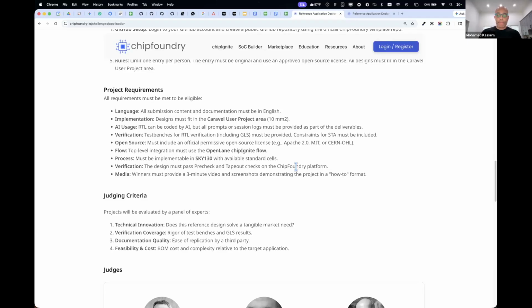So showing the verification coverage and the level of robustness that this design has been verified with is very important. And then none of these things happen without good documentation. This, as I mentioned, is in support of the reproducibility of the design, so other people can use it.